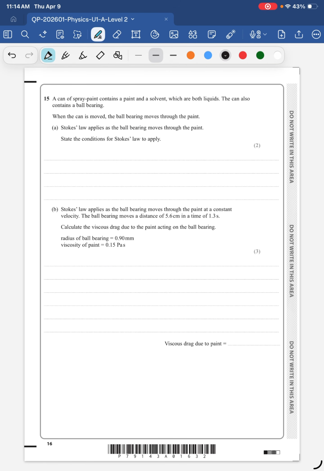Moving on, question 15. A can of spray paint contains a paint and a solvent, which are both liquids. The can also contains a ball bearing. When the can is moved, the ball bearing moves through the paint. Stokes' law applies as the ball bearing moves through the paint. State the conditions for Stokes' law to apply. So we need a laminar flow, small spherical object, and low speeds.